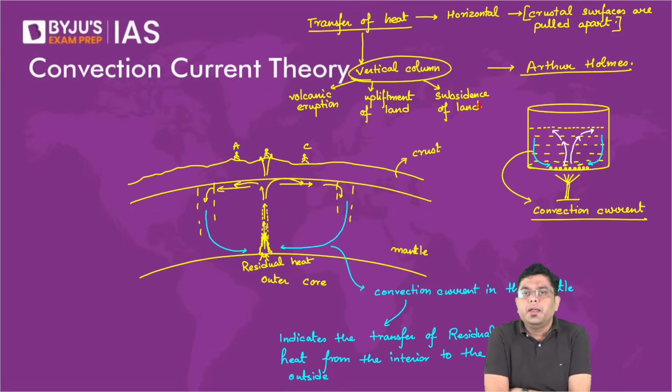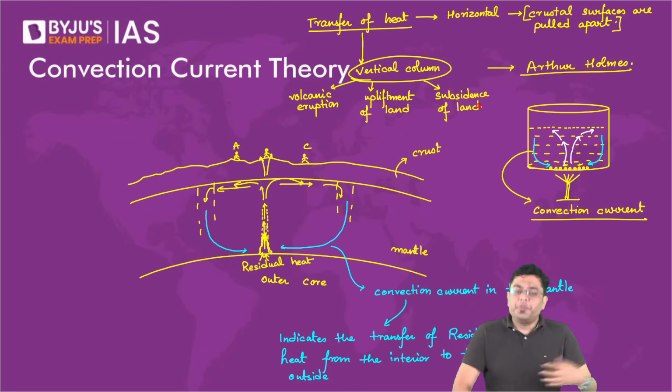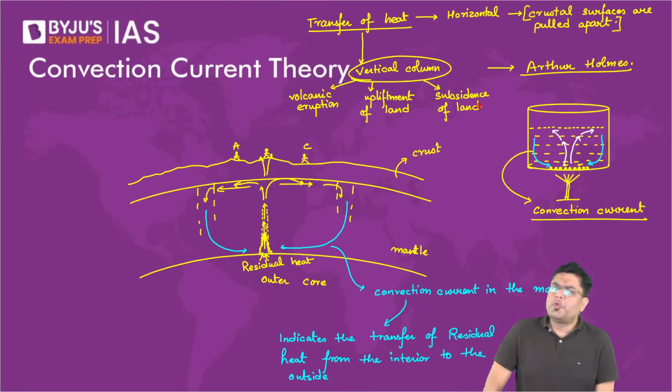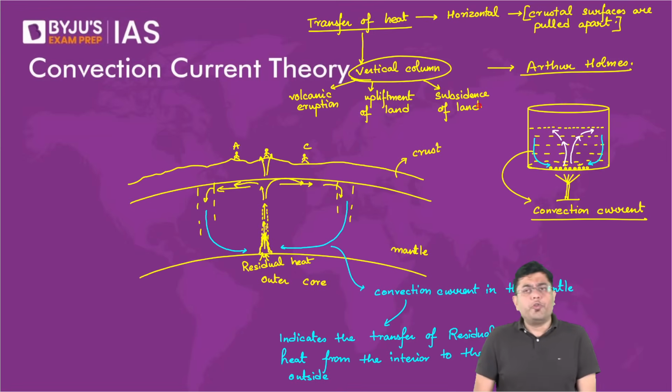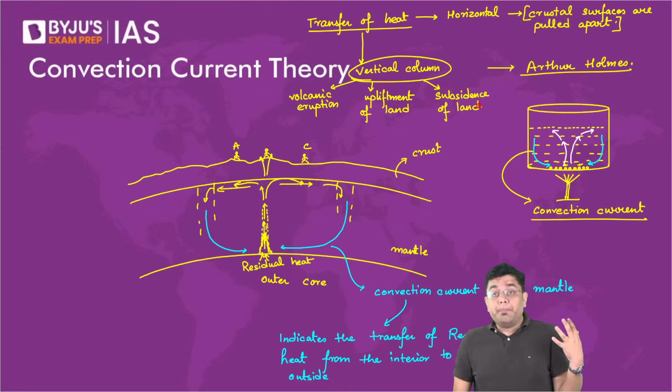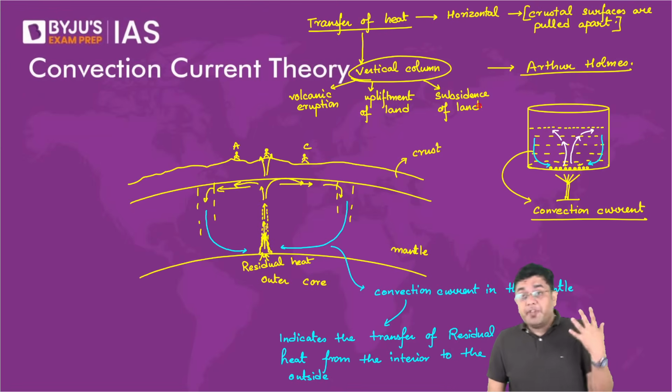So here, as the heat is actually going down, in these areas, you will observe submergence of land or subsidence of land. Right. So that is what Arthur Holmes basically said. He did not go ahead with the explanation of what will happen in the horizontal column. He did not go ahead with the explanation of what will happen if the crust is weak or strong. He simply talked about the transfer of heat through the mantle with the help of the convection current.